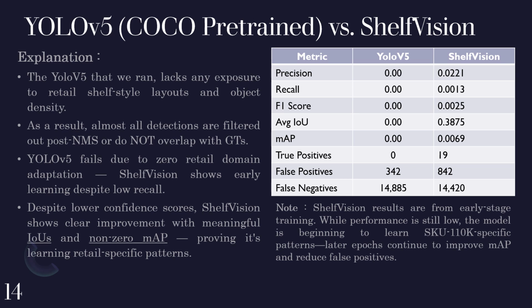This chart comparison shows why domain adaptation matters. YOLOv5, when pre-trained with COCO, has never seen any dense retail shelf layouts, so it doesn't know what to look for in SKU-110K style images. It either predicts objects that don't overlap with ground truth, those are the real labeled boxes, or it gets filtered out entirely during post-processing. ShelfVision, on the other hand, while still in early stages, is at least showing some meaningful overlap. Our IOU is non-zero, MAP is beginning to rise, and we're making progress. So even though raw recall is low, the takeaway is that ShelfVision is already starting to adapt to the retail domain, something YOLOv5 can't do without fine-tuning.